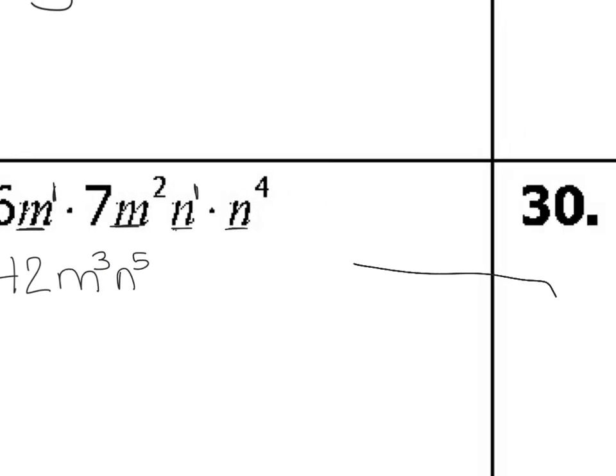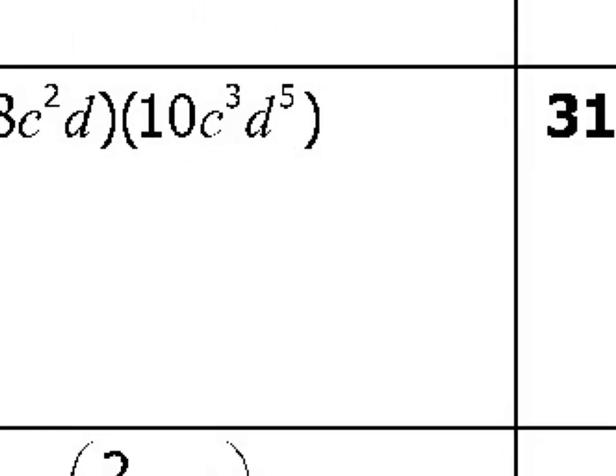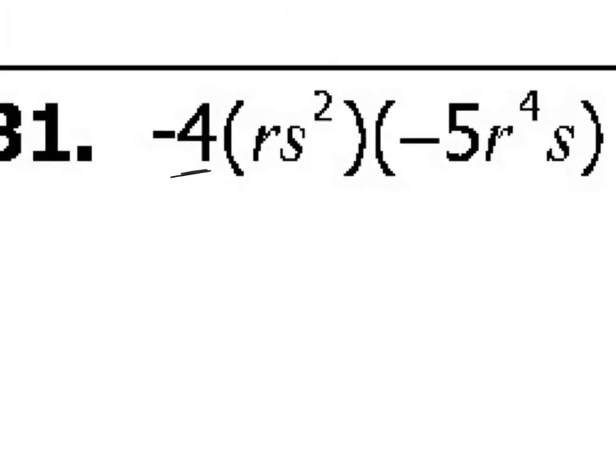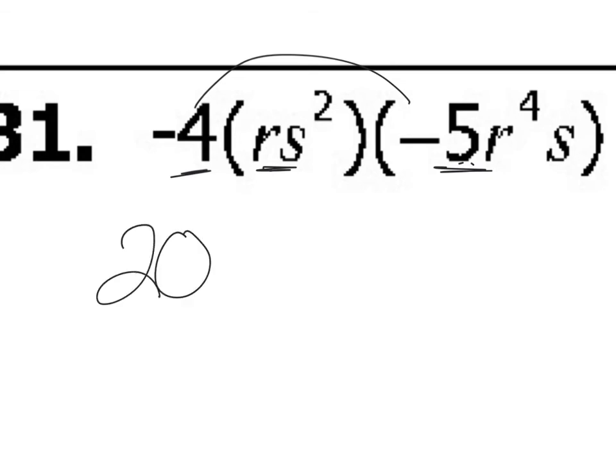Let's look over here at this little darling. Okay, you say, well, what about him? Well, he's being multiplied with this and this. So again, multiply coefficients, all right? Multiply the big numbers. -4 times -5 is positive 20. And then r times r to the 4th. It's r to the 5th, invisible 1. And then s squared, the s to the 1st will be s cubed.